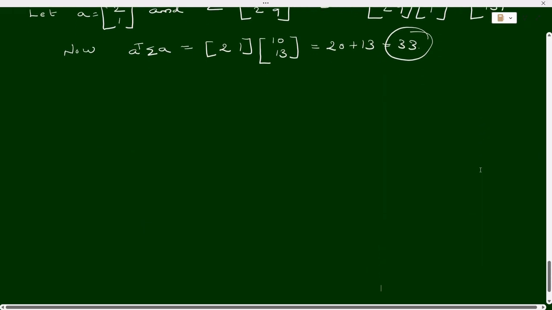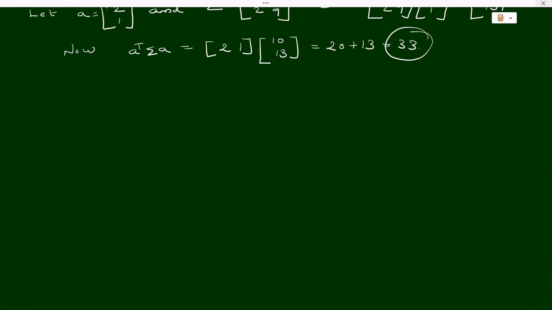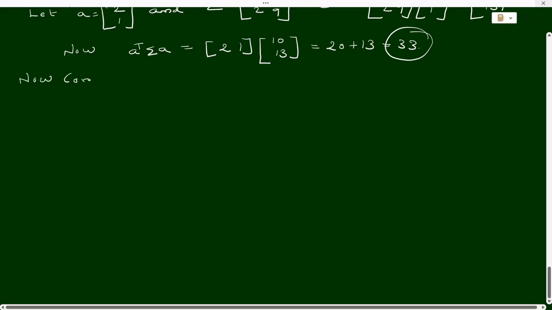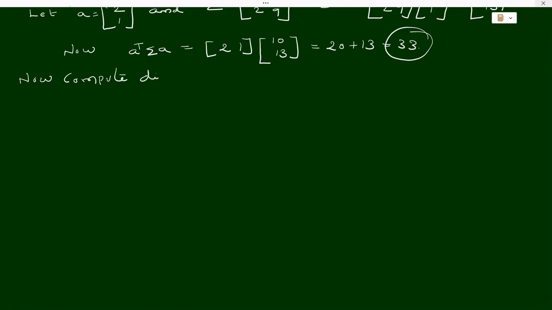Now compute directly using the variance formula. This thing we have written in A transpose form. Now, using the original formula which we use for computation of variance, we are going to check whether we get the same answer or not. So now we are going to compute directly, using the variance formula.